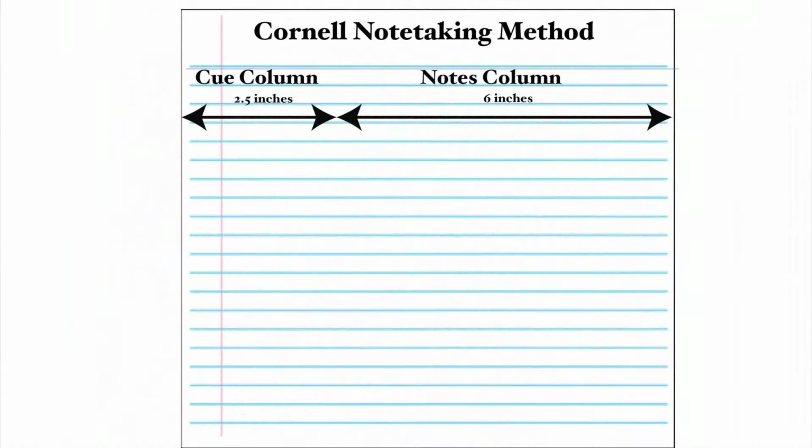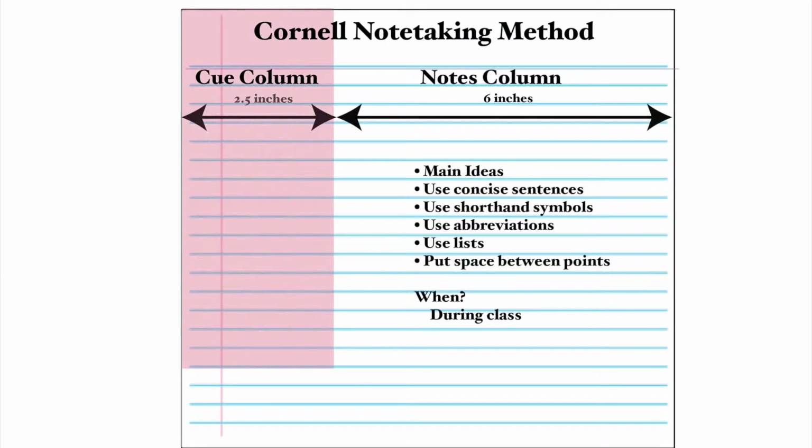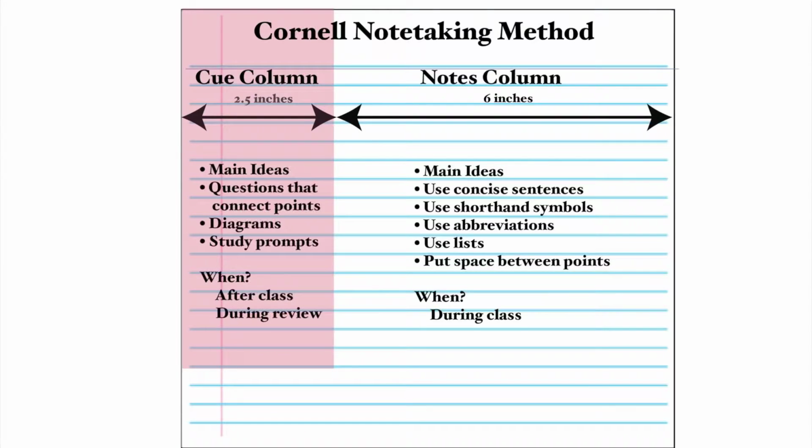Here is Cornell note-taking. Draw a line 2 to 3 inches from the left down the left-hand side of the page. On the right, the bulk of the lecture will be recorded. We will focus on taking notes using concise sentences, shorthand symbols, abbreviations, and lists. After the lecture, in the Q column, we will want to write anything that is considered a main idea, any questions that connect points, diagrams that help you understand the information, or any type of study prompts.